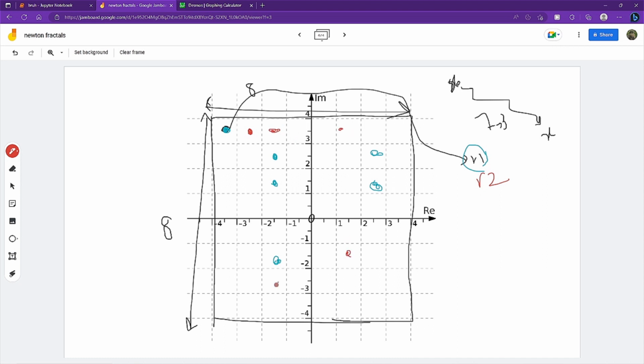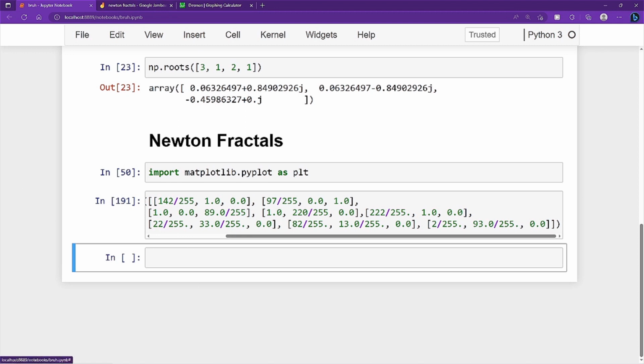There is nothing more to it. And if some point converges to root 3, I will color it yellow. That's all there is to it, really. So that's what we want to do here, and let's get right into it. All the concepts are the same. The only new thing here is the mesh grid part, how we make this mesh grid. Everything else is very trivial. So let's get right into it.